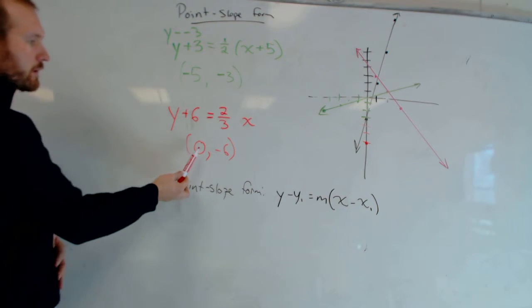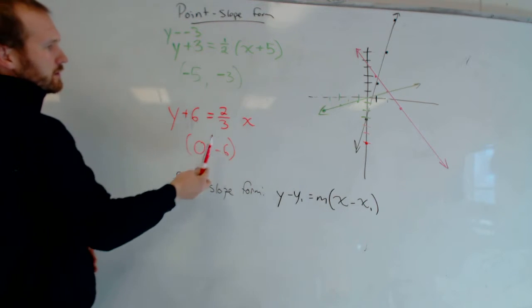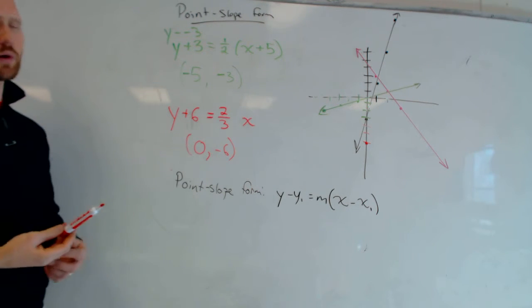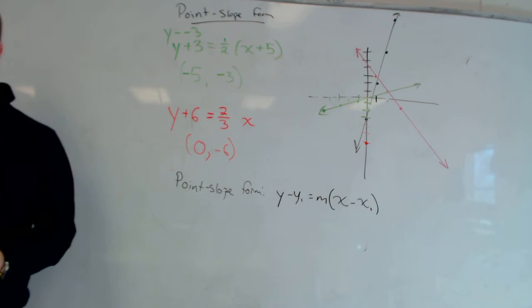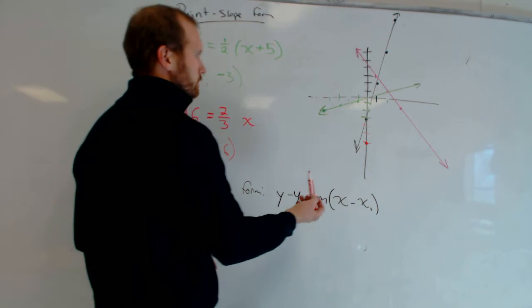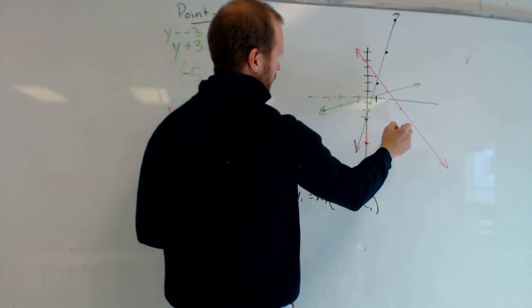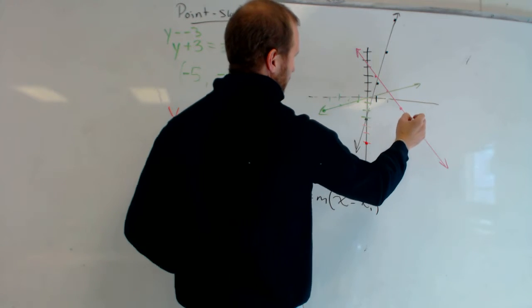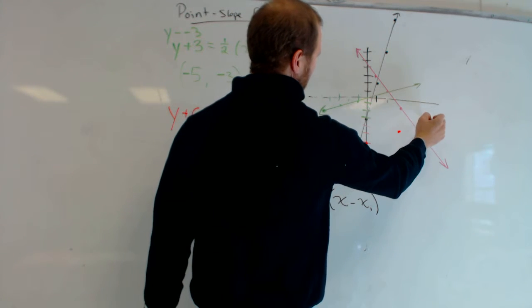Okay, so now let's go back to this one. We plotted the point 0, negative 6. How do we find another point on that line? Okay, so we'd go what? Up 2 over 3, and we could do that a couple times.